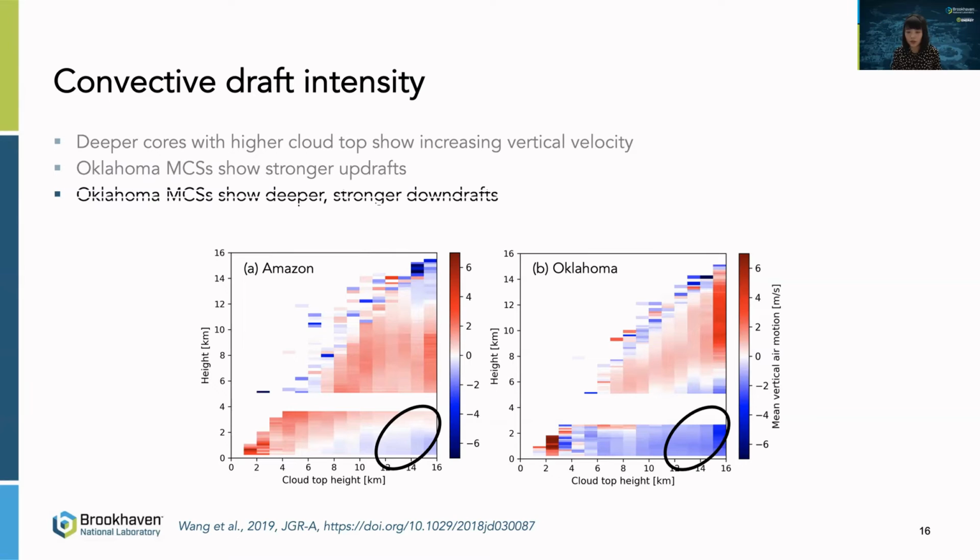And the downdraft structures are also very different between these two locations. You see a deeper and stronger downdraft in Oklahoma compared to these shallower and weaker downdrafts in the Amazon. And one of the reasons could be the drier mid level in Oklahoma that favors stronger evaporation, and thus stronger downdrafts.